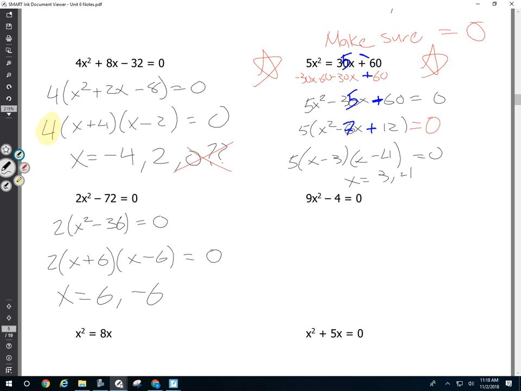Look at the next guy. Can I pull out anything from 9x squared and 4 that they share? Nope, but I can factor this. It is a difference of squares. Factor it. Find the solution. See if you can do it. Check your factored form with a neighbor. Check your solutions with a neighbor.